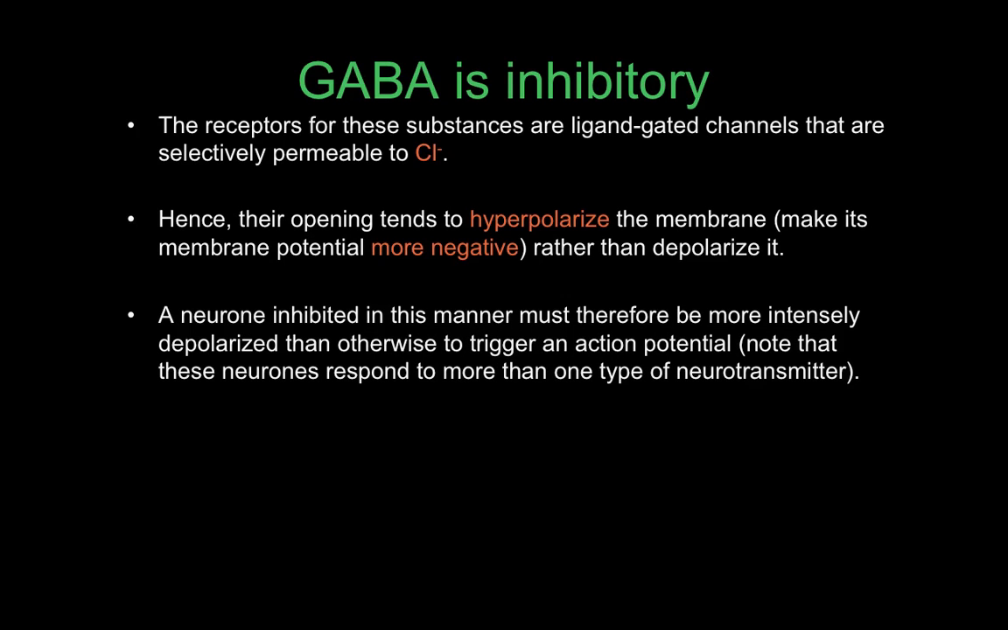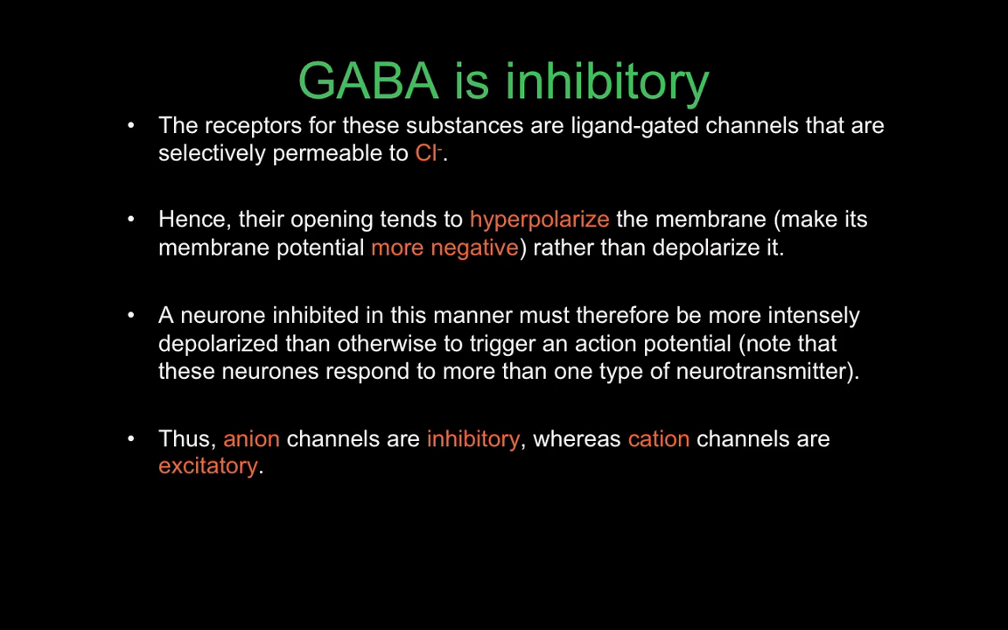So a neuron inhibited in this manner must therefore be more intensely depolarized than otherwise to trigger an action potential. In other words, because of this hyperpolarized state, it's even more negative. So it's going to take a really strong stimulus to make this membrane become depolarized enough for an action potential to be generated. So that's why we're saying GABA has an inhibitory effect. It makes it very difficult, because of its hyperpolarized state, for an action potential to be developed.